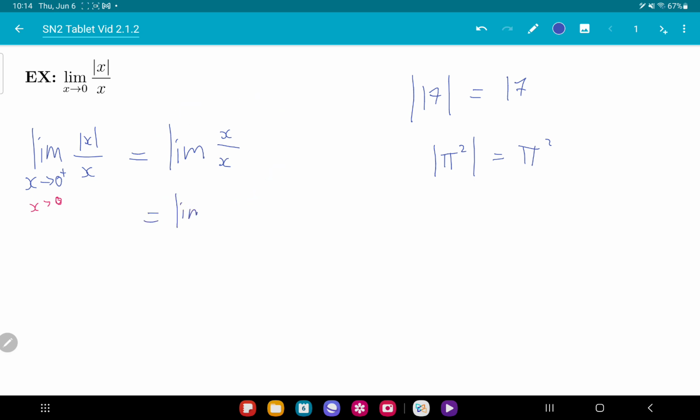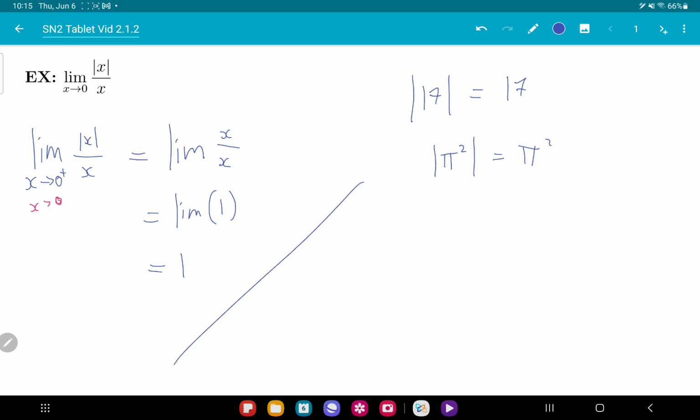Okay, now I've dealt with my absolute value. So I can see that limit is going to be a limit of just 1. Limit of 1 is, of course, just 1. What does 1 approach as x approaches 0 plus? Well, it approaches 1. It does not depend on x.